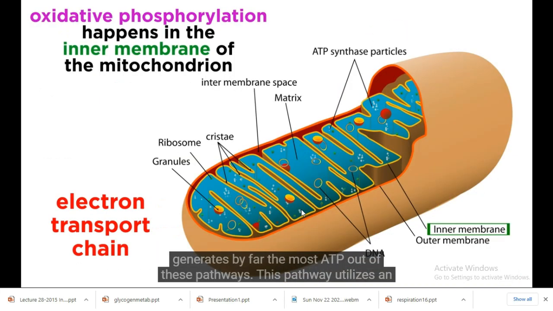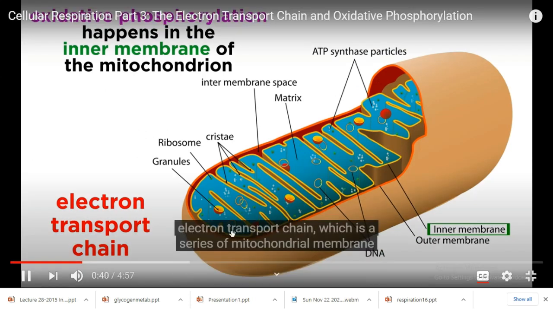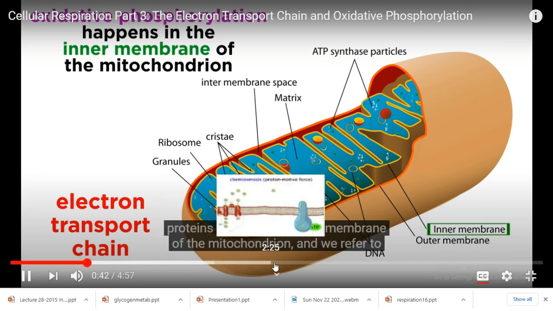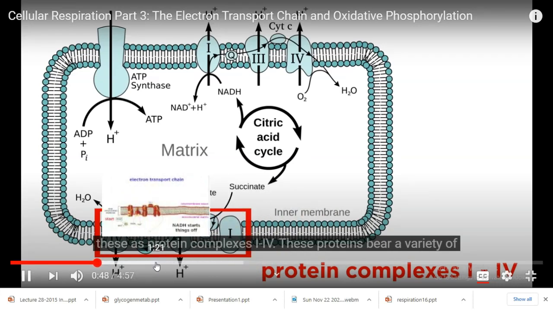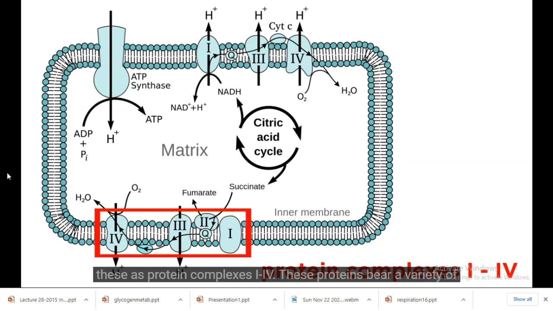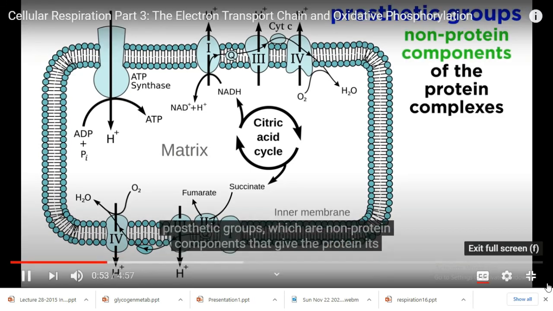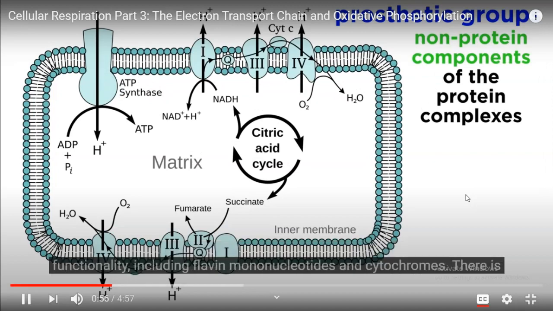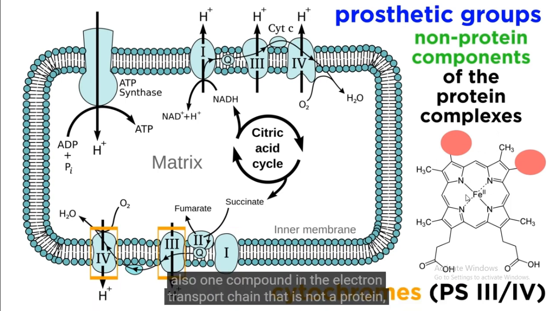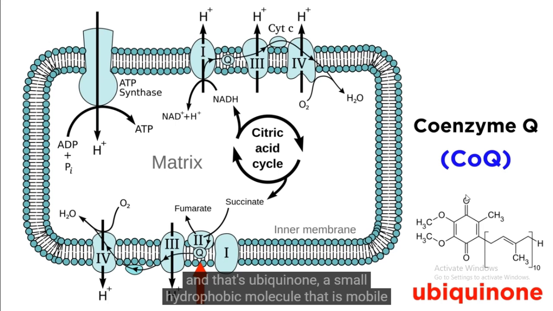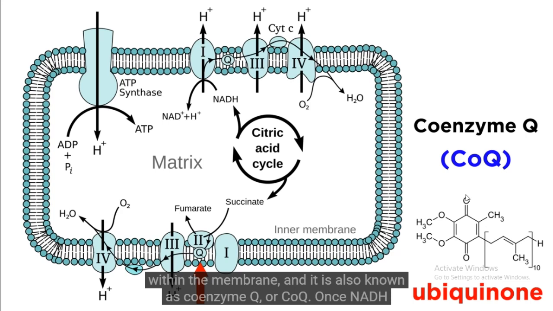This pathway utilizes an electron transport chain, which is a series of mitochondrial membrane proteins that sit in the inner membrane of the mitochondrion. And we refer to these as protein complexes 1 through 4. These proteins bear a variety of prosthetic groups, which are non-protein components that give the protein its functionality, including flavin mononucleotides and cytochromes. There is also one compound in the electron transport chain that is not a protein, and that's ubiquinone, a small hydrophobic molecule that is mobile within the membrane, and it is also known as coenzyme Q, or CoQ.